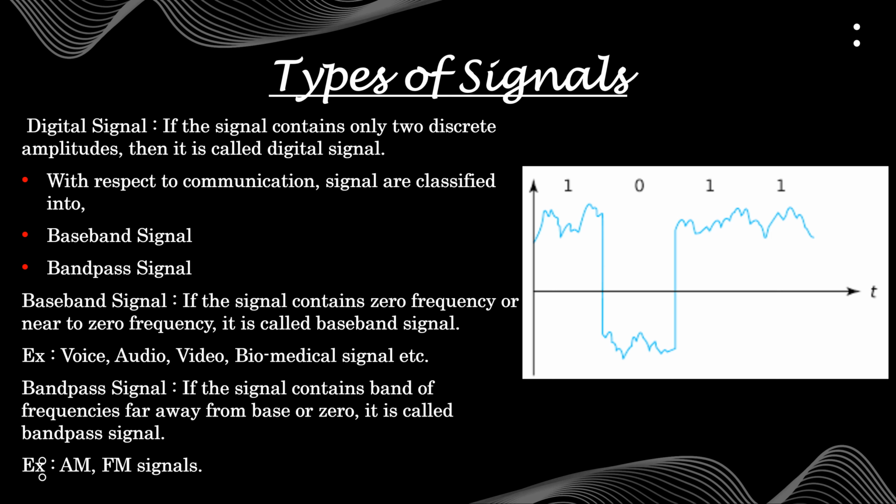With respect to communication, signals are classified into baseband signal and bandpass signal. The baseband signals: if the signal contains zero frequency or near to zero frequency, it is called a baseband signal. Examples: voice, audio, video, biomedical signal, etc. Bandpass signal: if the signal contains a band of frequency far away from the base or zero, then it is called a bandpass signal. Examples: AM, FM signals.